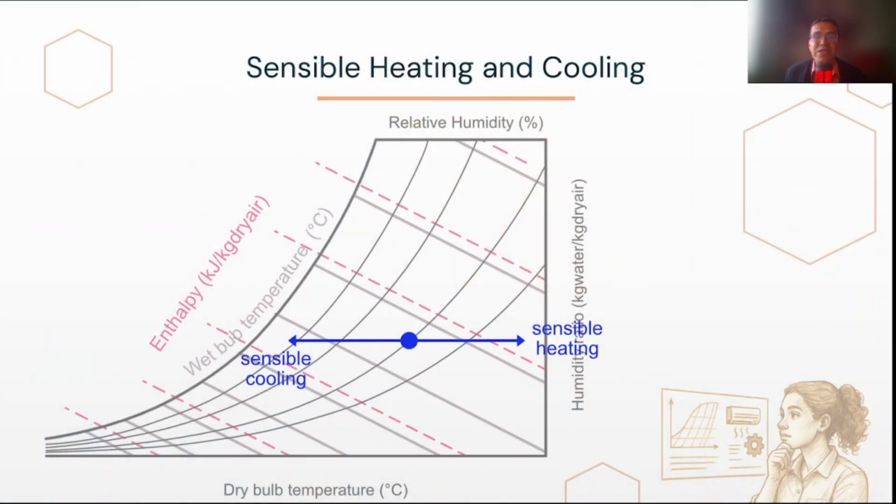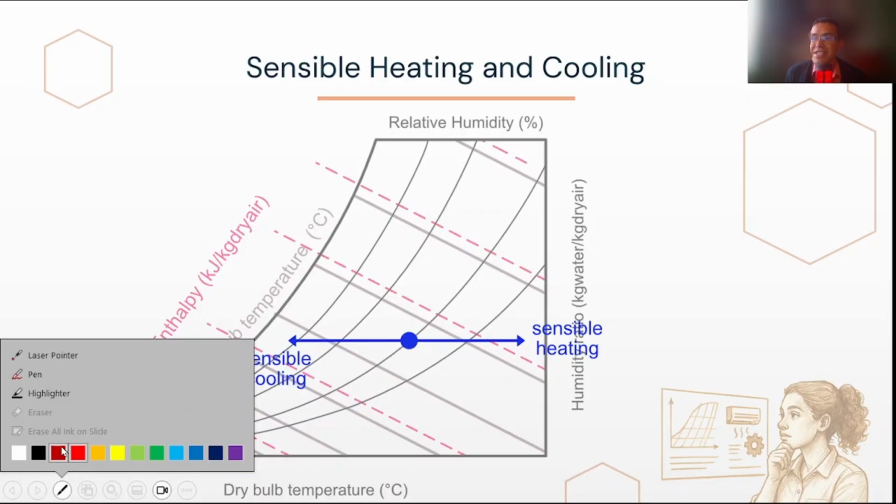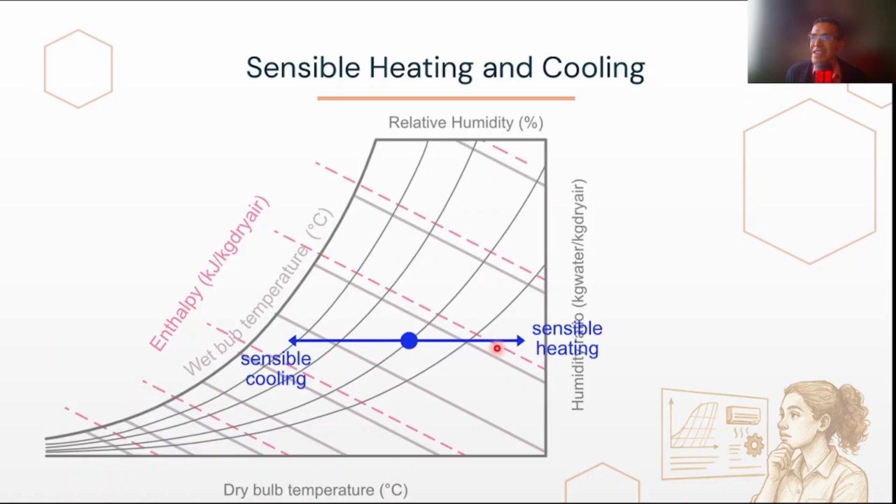Sensible heating and cooling move air horizontally across the chart. The humidity ratio stays constant while the dry bulb temperature changes. We see here the humidity ratio stays constant, and here the dry bulb temperature changes. So heating is rightward and cooling leftward. You'll see sensible heating in systems like electric duct heaters or gas furnaces, where air is warmed without adding moisture, ideal in cold, dry climates.